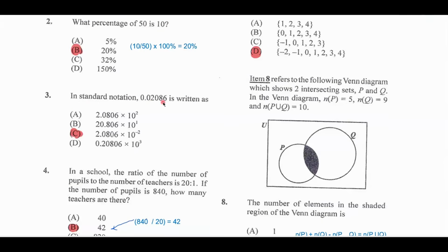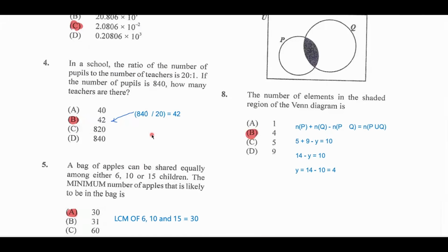Number 3, in standard notation, 0.02086 is written as... we are aware, you put the point between the first and second digits, which is between 2 and 0. And when you put the point between the 2 and the 0, you will have to move the point 2 places to your left to get back to where it was. So you'll be multiplying by 10 to the power minus 2. As you know, the minus means you have to move the point to your left. So C is your answer, 2.086 by 10 to the power minus 2.